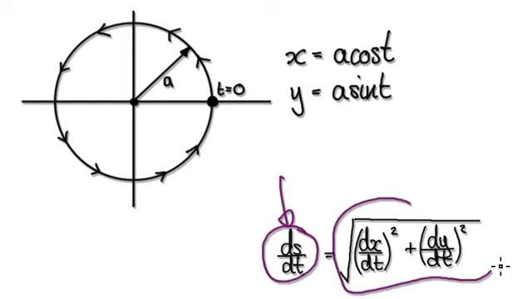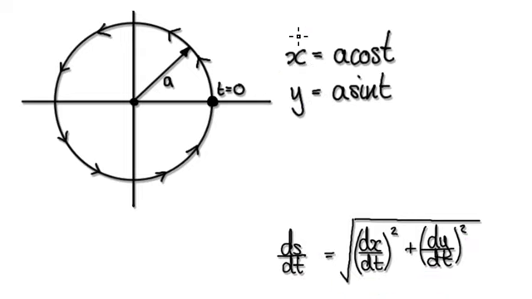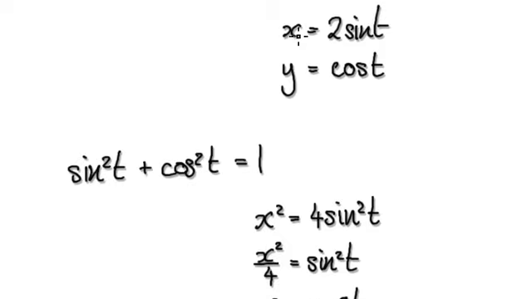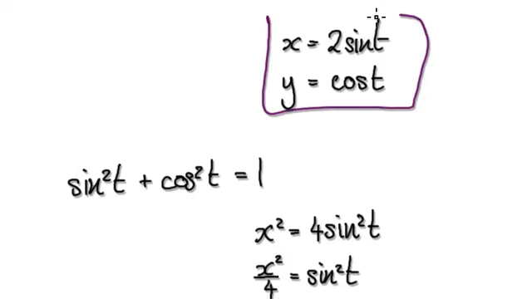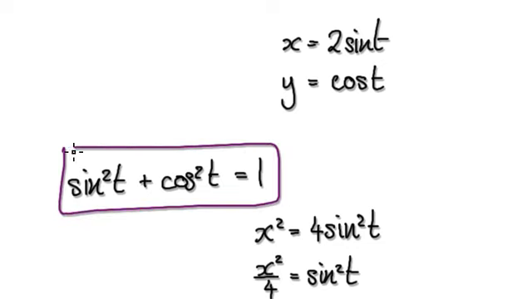So we can use this to work out the speed, and we've seen that in the previous video. In this video, we're going to work out the speed traveled along an ellipse. So suppose you're given an ellipse like this. Let's say you're given the parametric equations here, and let's pretend you didn't know it's an ellipse.